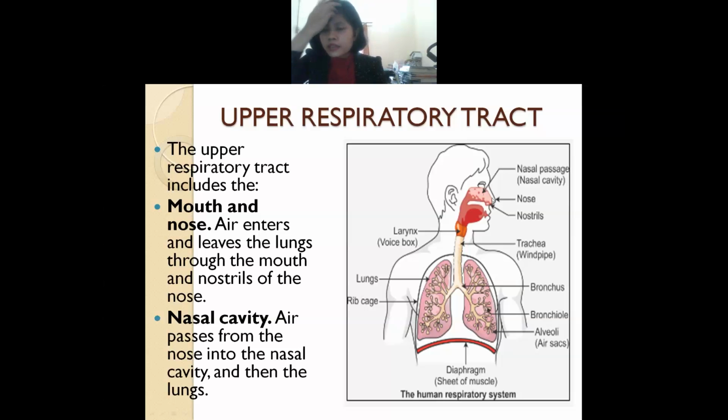So what happens here? Air enters through this, and after this the air will go to the lungs. Is it clear? So that it can go inside the lungs. It means the air passes through these nostrils, nose, and mouth.